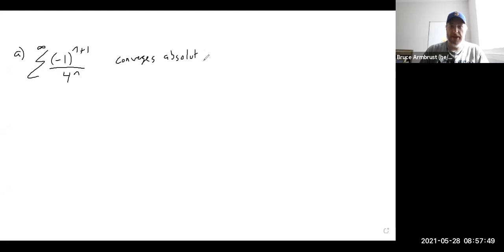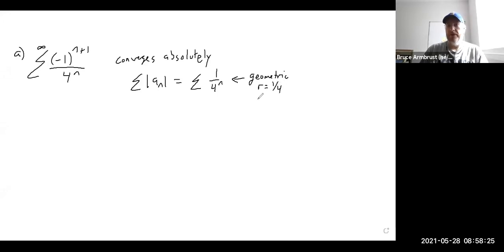Let's show why that is. Absolute convergence says that the sum of the absolute values of these terms converges. So let's look at this sum. The absolute values just make it so that it doesn't alternate anymore. So this is the same as the sum of 1 over 4^n. And we know that this converges because hopefully you can recognize that this is geometric, with r equals 1/4.